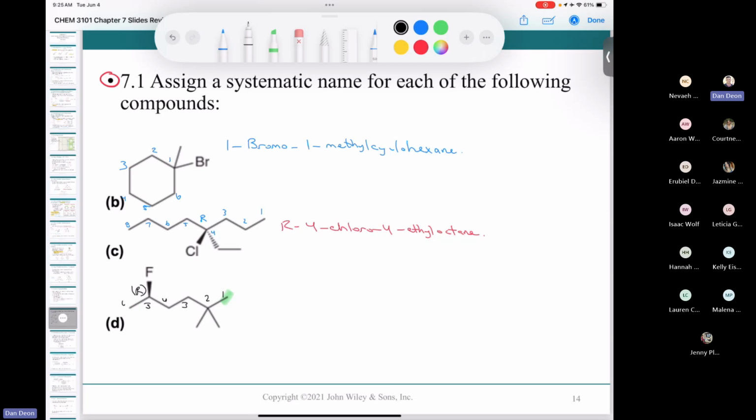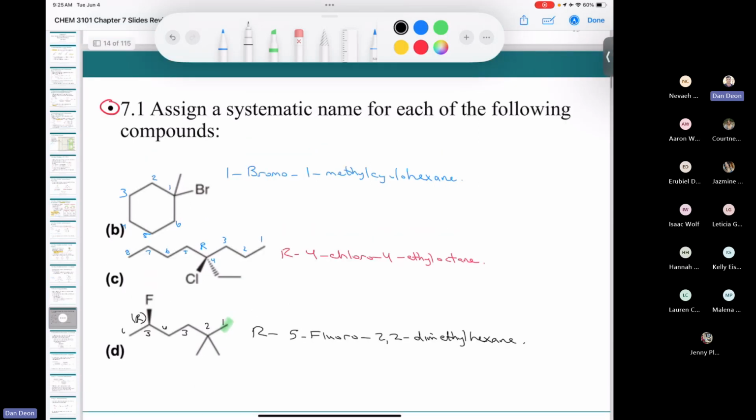So we have a 5-fluoro-2,2-dimethylhexane. So this is R-5-fluoro-2,2-dimethylhexane. All right, there we go. So we named all those.